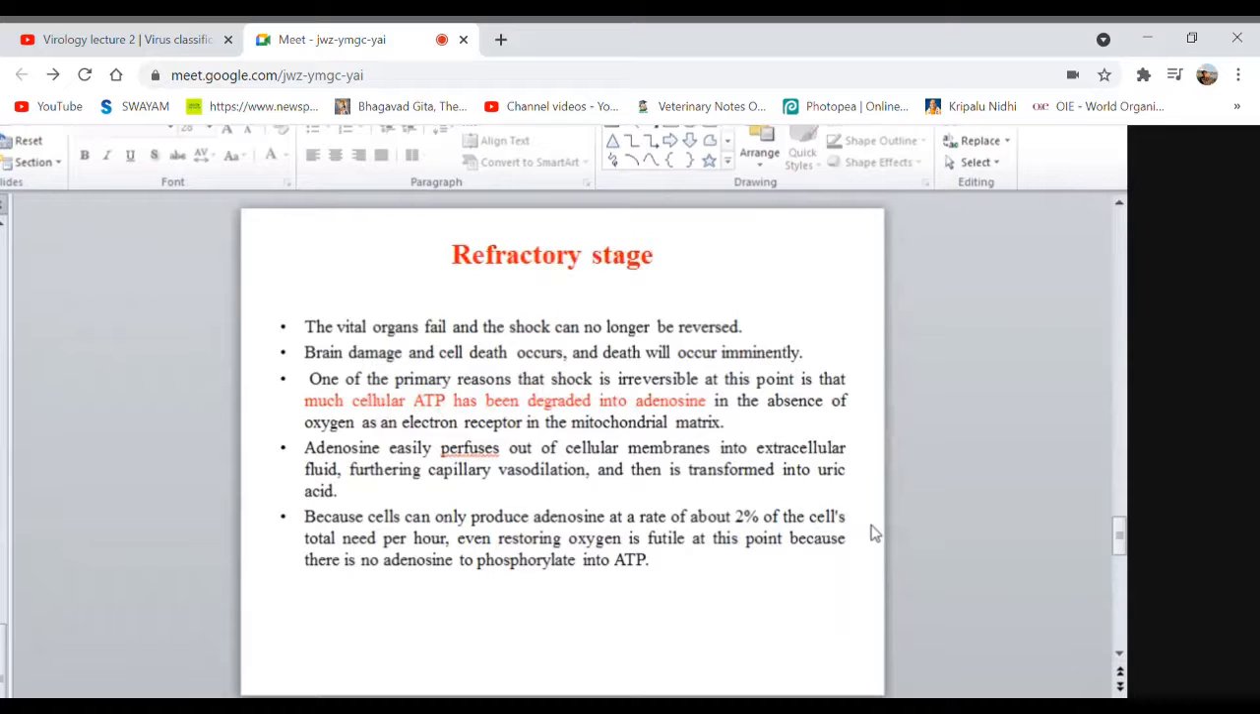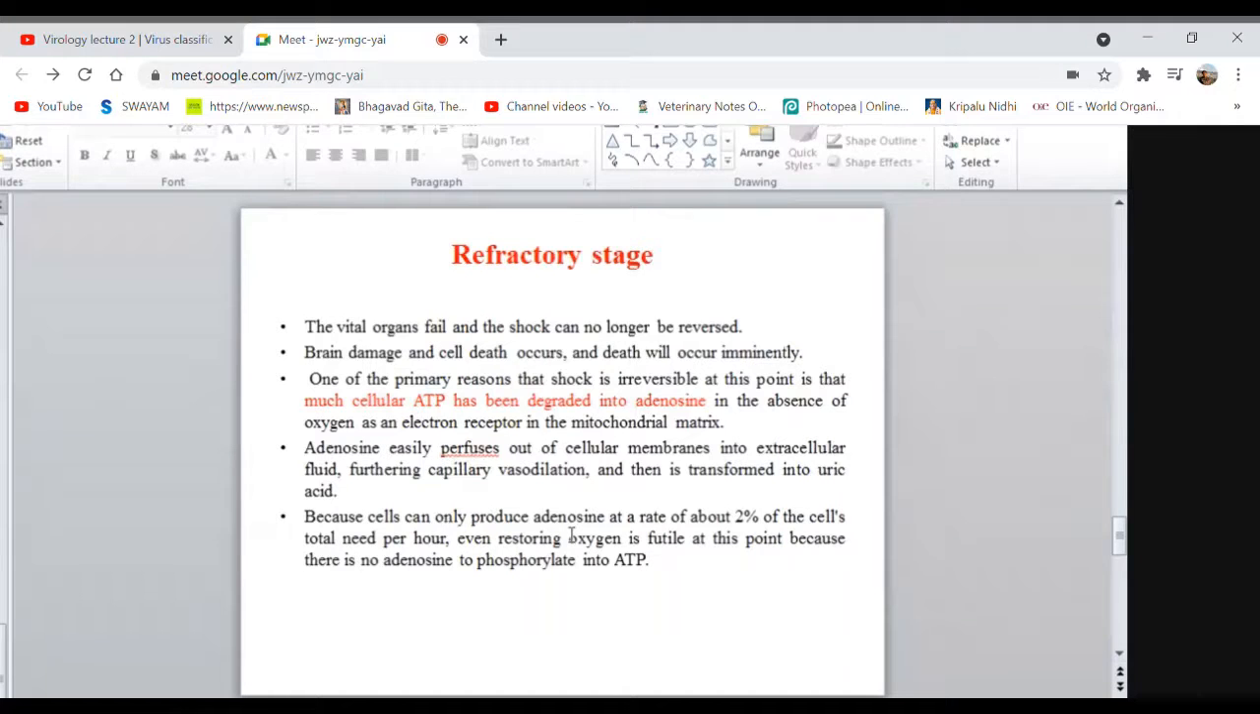And the reason for this is that the cellular ATP degrades into adenosine in the absence of oxygen. And adenosine then perfuses out of the cellular membranes into the extracellular fluid. And there is capillary vasodilatation, and that leads to uric acid formation.